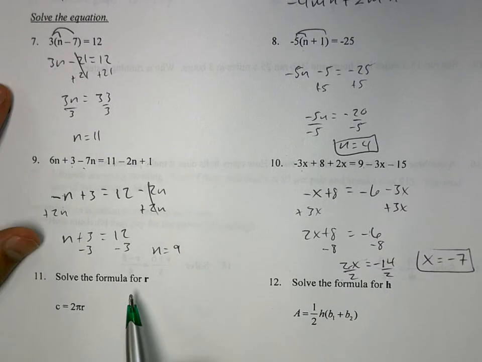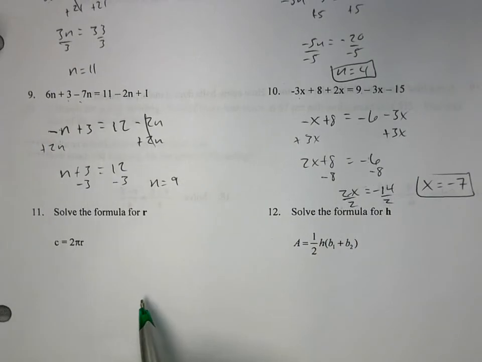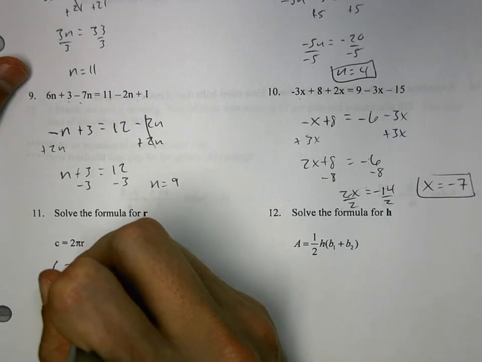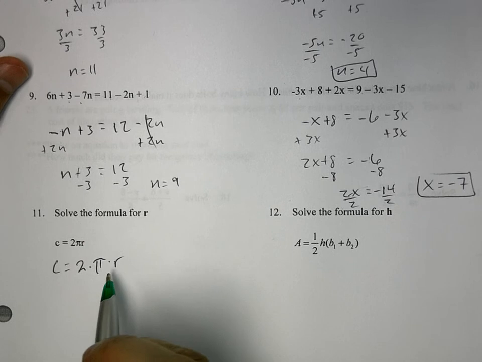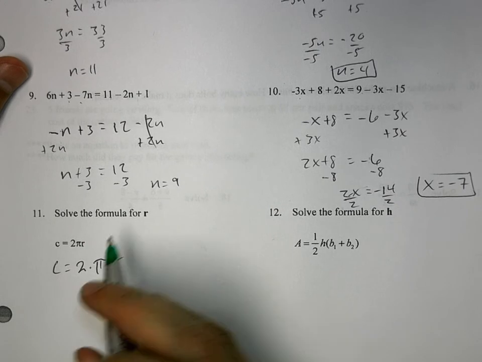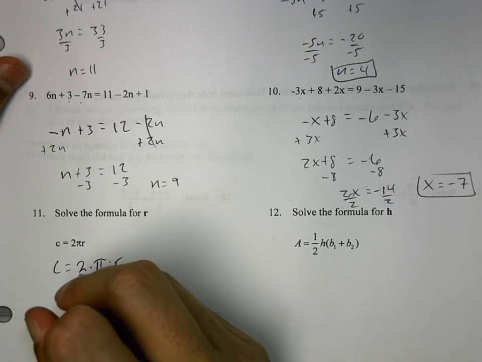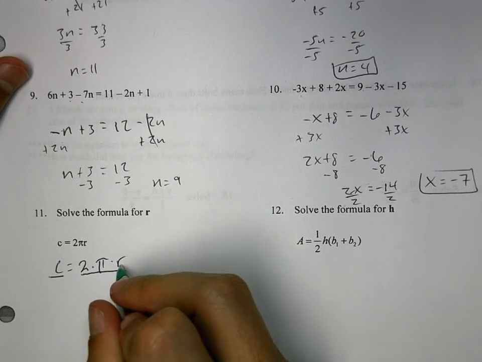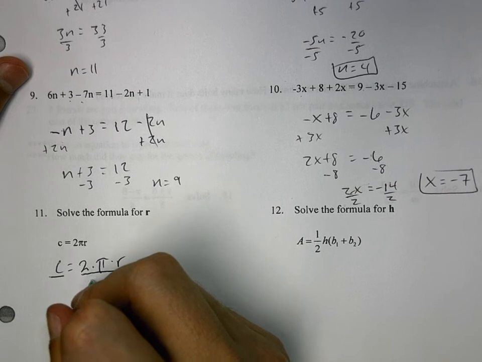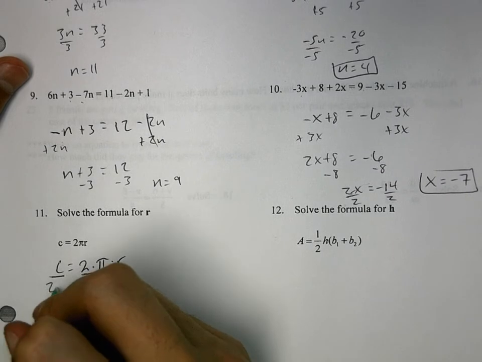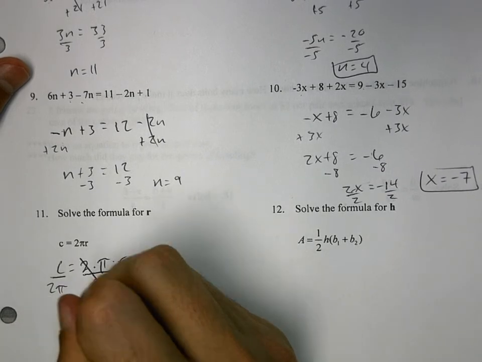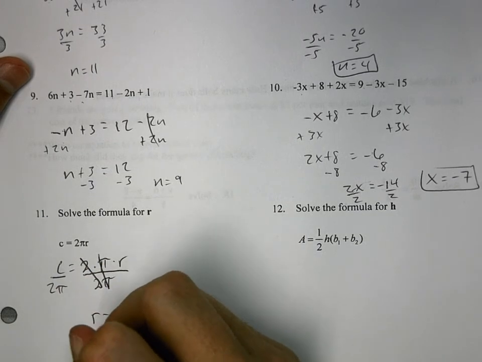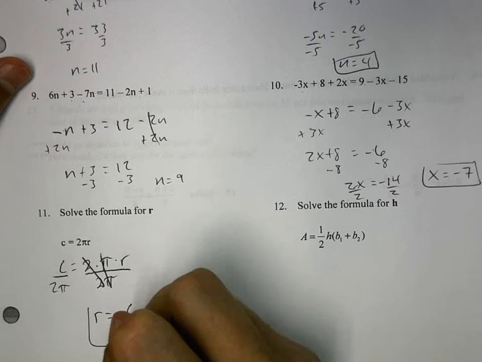Yep. So solving for r, meaning get r by itself. This says c equals 2 times pi times r. And if I want to get r by itself, I have to do the opposites. So what's the opposite of times? It would be divide. And so we're going to divide both sides by whatever's attached to that r. So we divide both sides by 2 pi. So the 2's will reduce, the pi's will reduce. We get r equals c over 2 pi. That's our final answer.